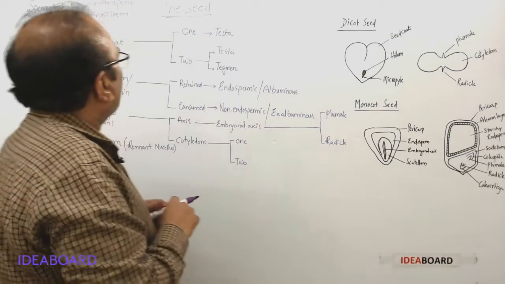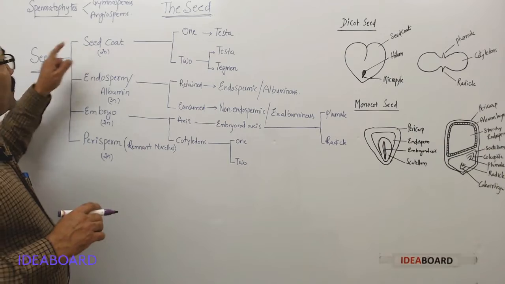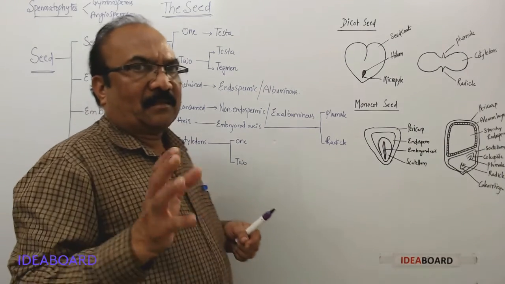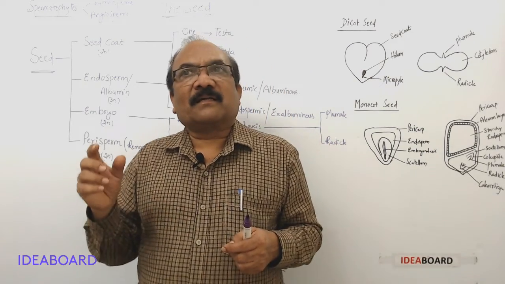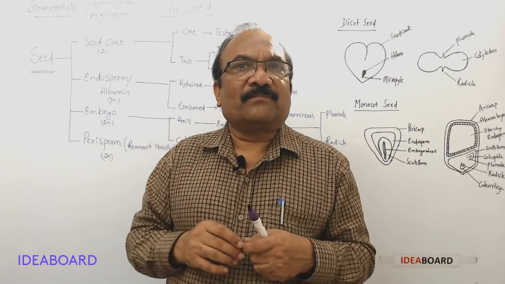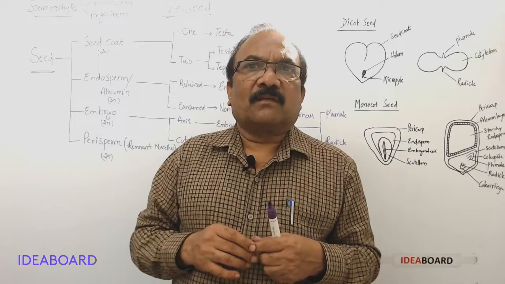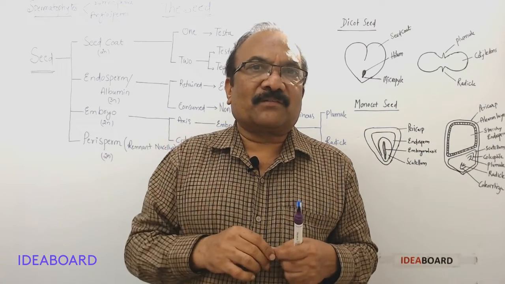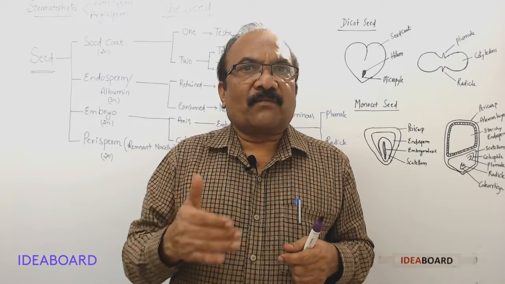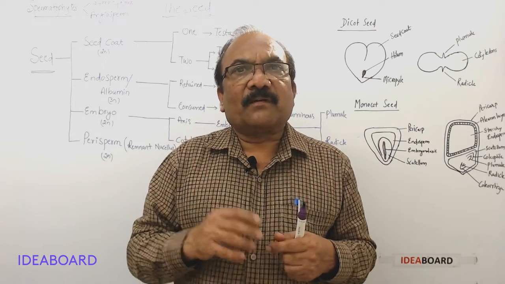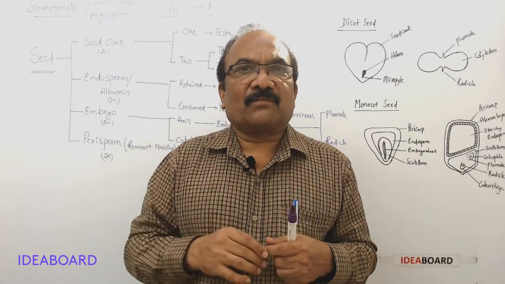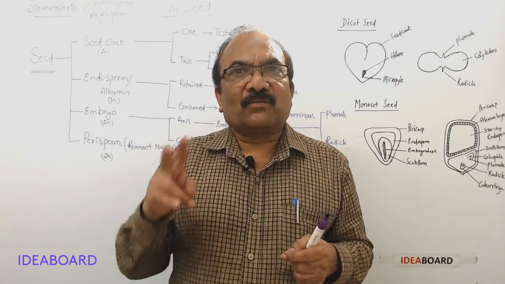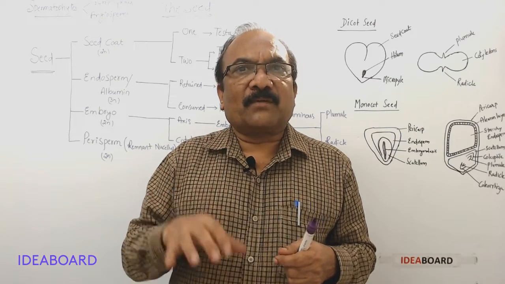Okay. So, now remember, how many seed coats are present in a seed? That all depends on the type of ovule. So, the ovules are of two types based on the number of integuments. Some ovules will have a single integument, and we call them what? Unitegmic ovules. And those which have two integuments are called bitegmic ovules.